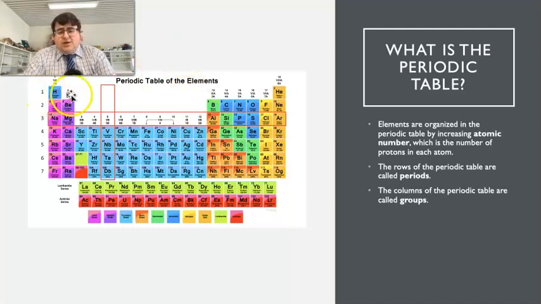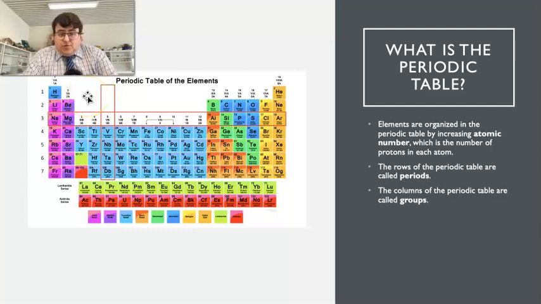So as I mentioned, these rows are called periods. So period 1 consists of hydrogen and helium. Period 2, lithium, beryllium, boron, carbon, nitrogen, oxygen, fluorine, neon. Period 3, period 4, period 5, period 6, period 7. Okay, so that's how you remember the periods.